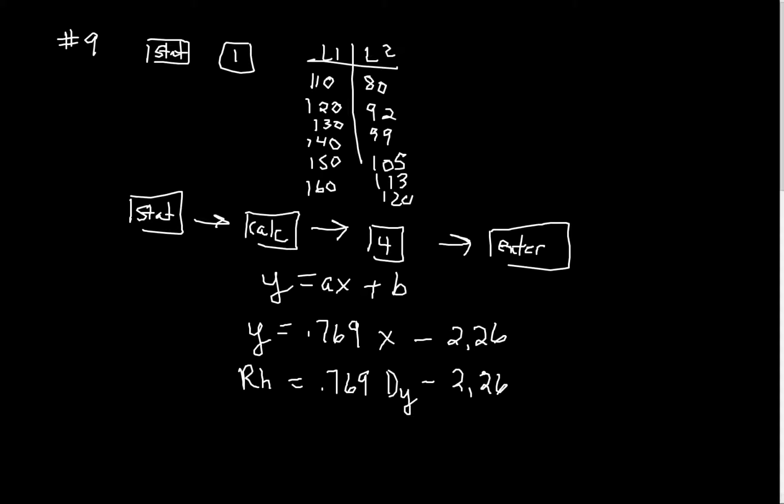Mm-hmm. Yeah, so as long as you have a graphing calculator, we can do all these. John? After you get A and B, then you just substitute that in. Yeah, then you just substitute it in. My calculator doesn't give me an R value. Does yours?